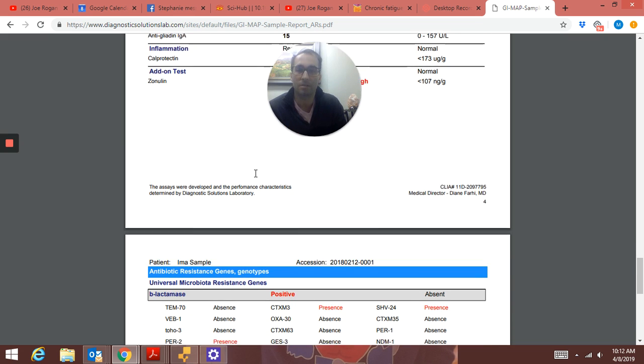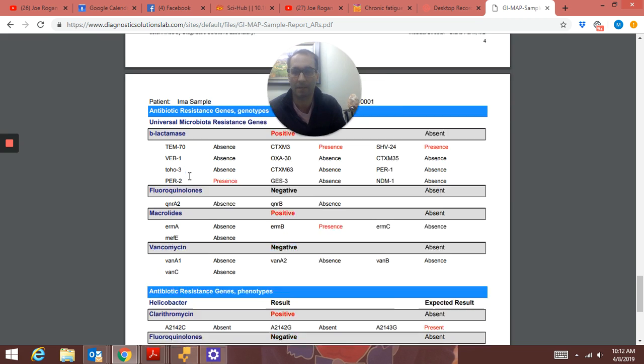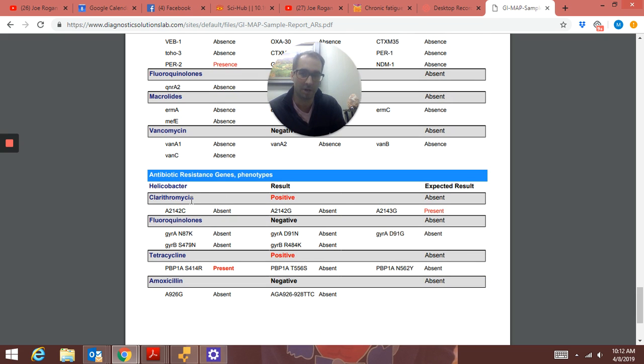So that's the GI map test. This is antibiotic resistant genes that basically show whether you are resistant to any types of different bacterias, and you see the different types of medication classes there. And then antibiotic resistant genes for H. pylori. Basically, it just shows which antibiotics would work to kill off that H. pylori infection that we found there. So at the end of the day, it's a great test.